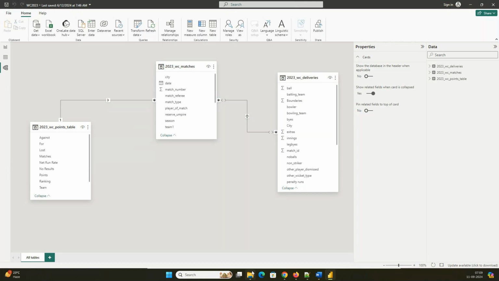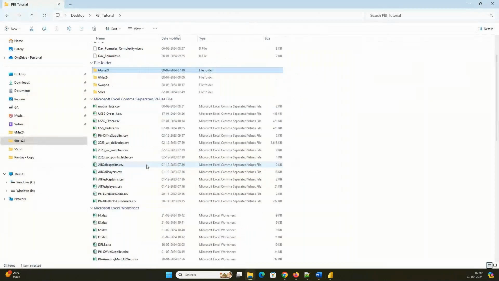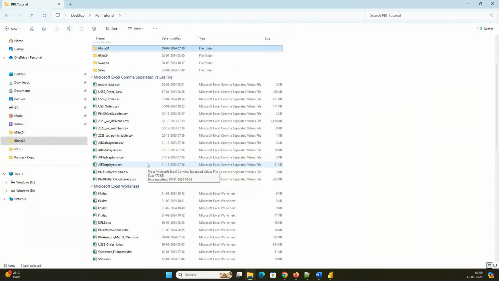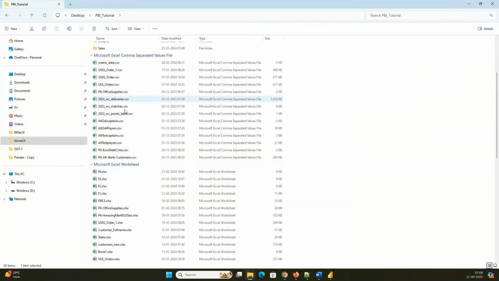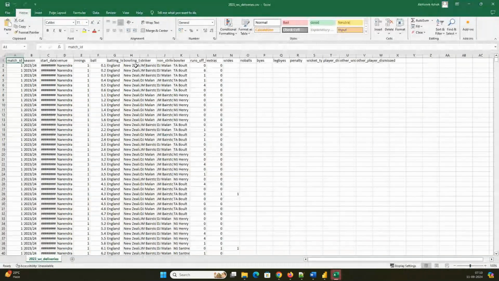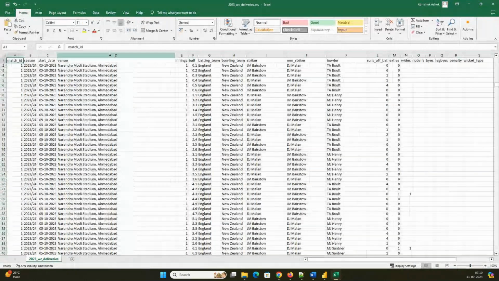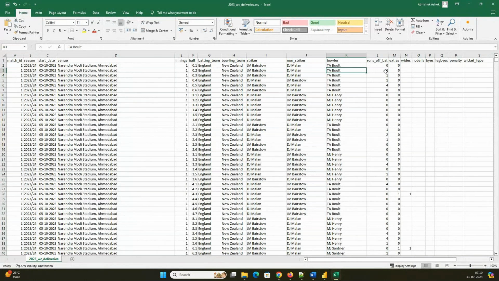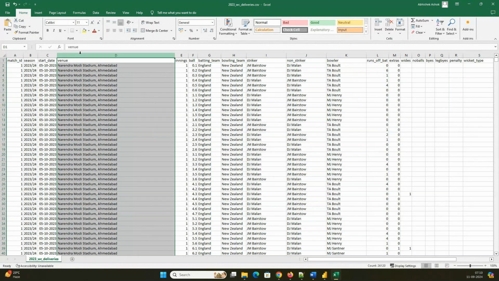It depends on data. Now, how raw is the data? This data that we have connected to our Power BI is fully raw. If you go into that data, this is the deliveries file. You have match ID, start date, venue, innings, ball, every ball detail is here. Striker, non-striker, bowler, how many runs were scored on each and every ball. This has 26,000 lines of records across the tournament. 26,000 balls were bowled in the tournament.